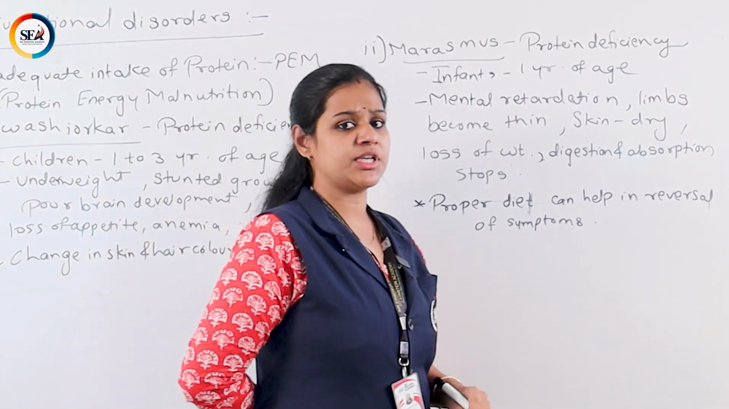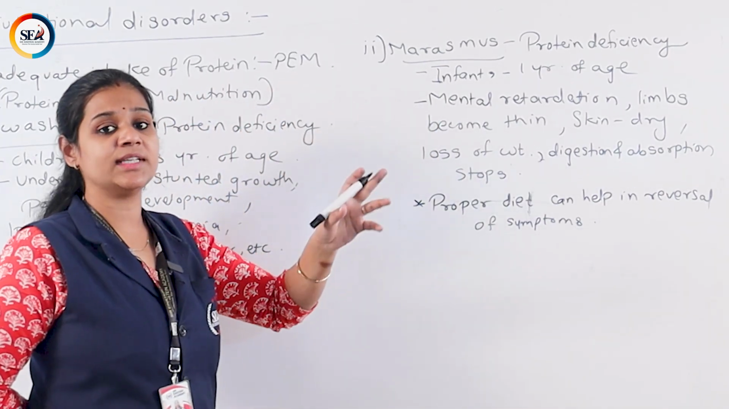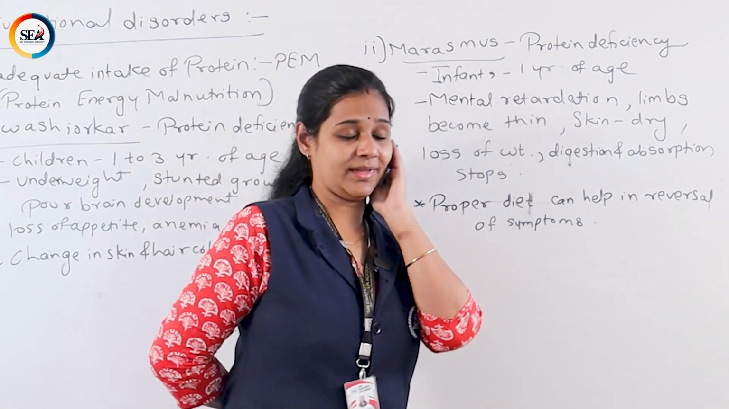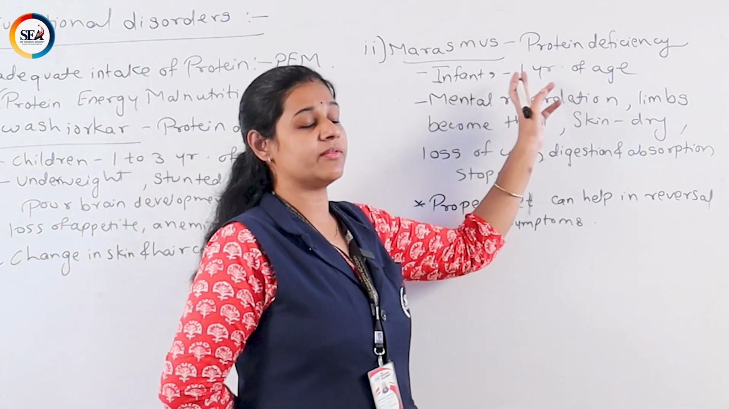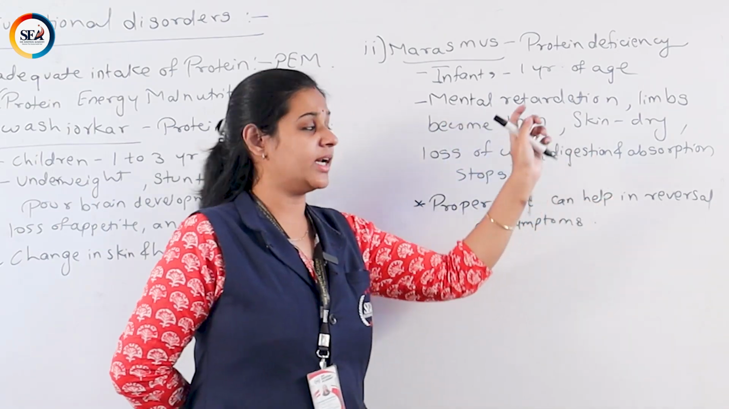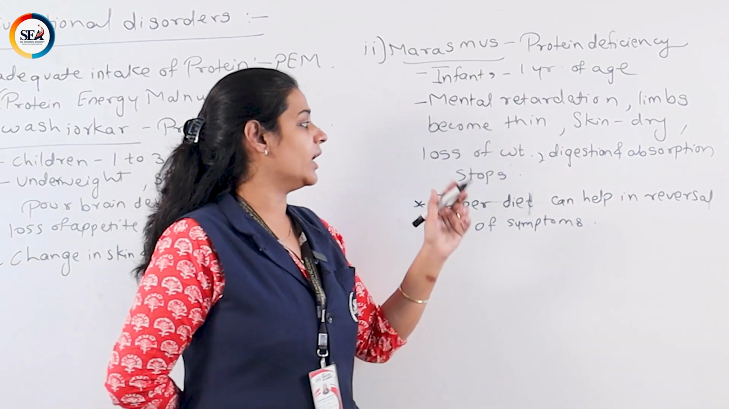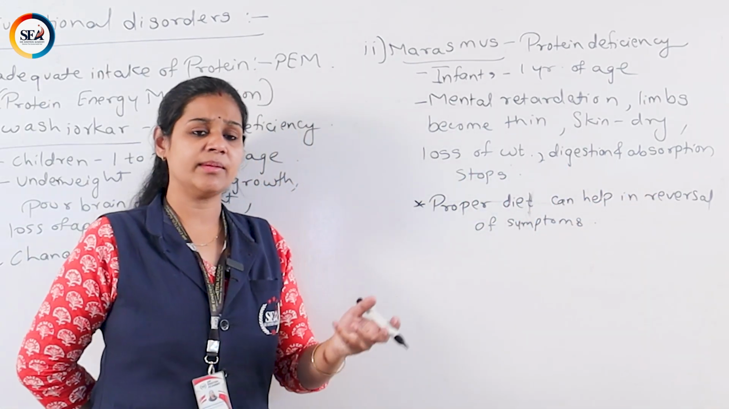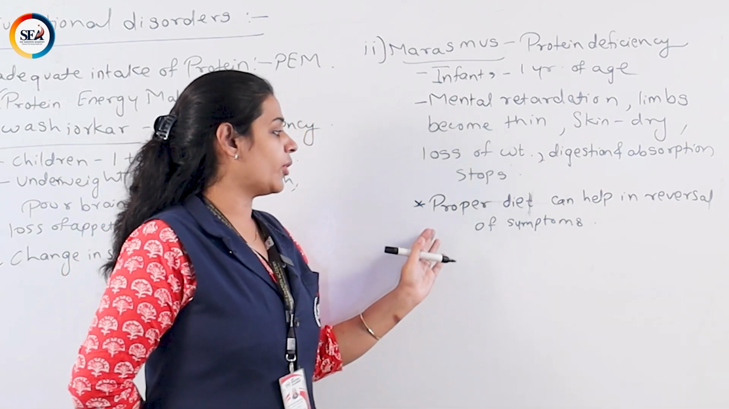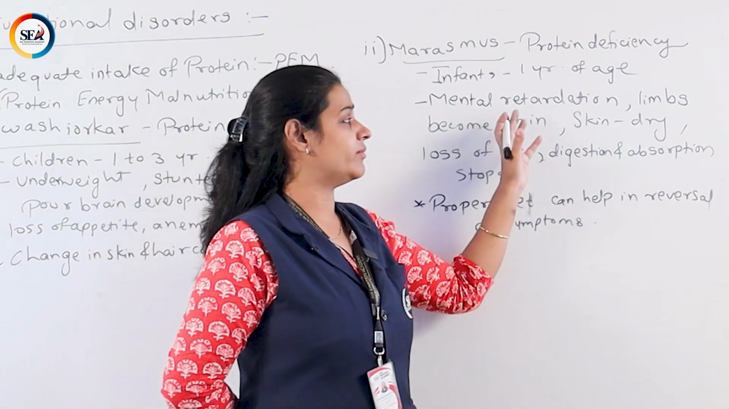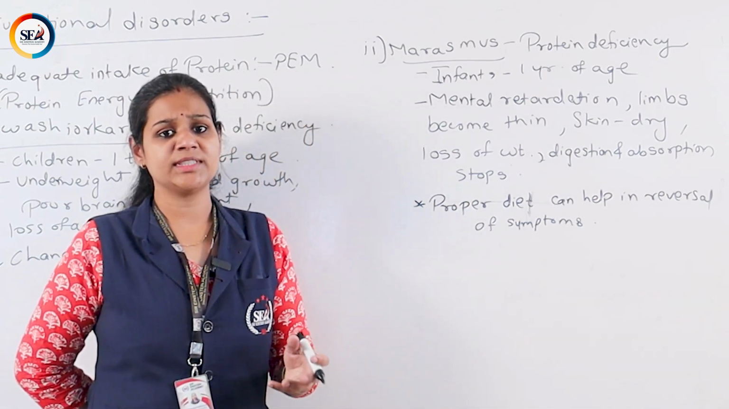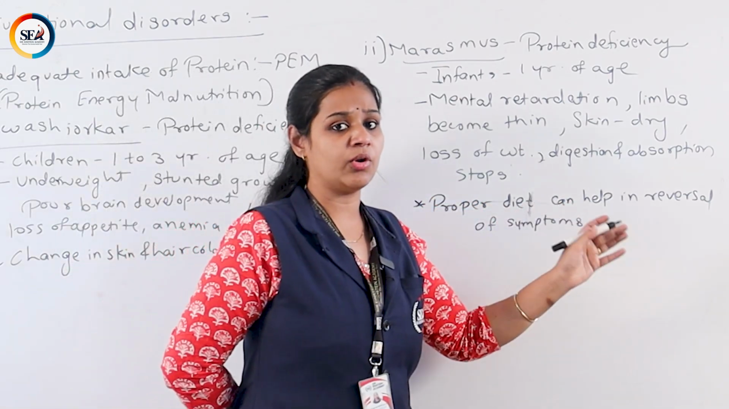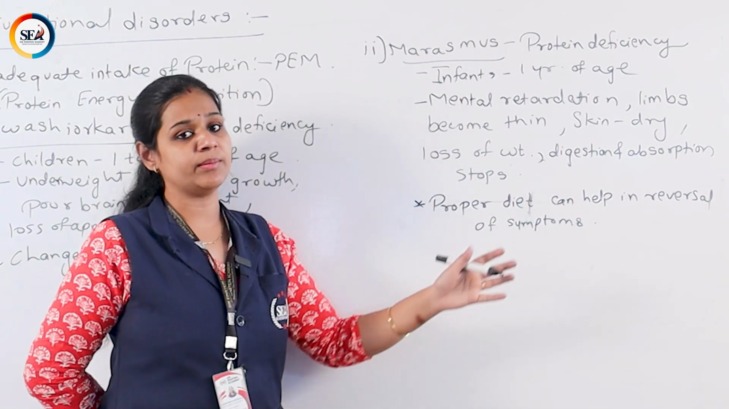Next, the disease is marasmus. It is also a protein deficiency disorder, also called PEM, that is protein energy malnutrition. It usually affects infants of 1 year of age. Mental retardation, limbs become thin, skin becomes dry, loss of weight, there is no digestion and absorption of food because the digestive glands become poor or non-functional. Proper diet can help in the reversal of symptoms of marasmus. The main reasons for marasmus are large family size or poverty. So, if a proper diet is taken, the reversal of all these symptoms can take place.